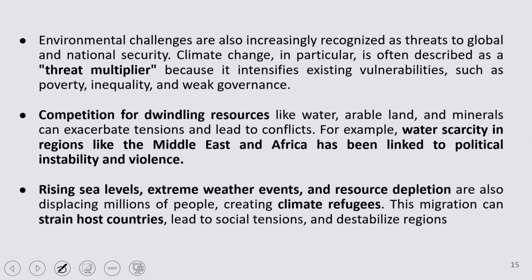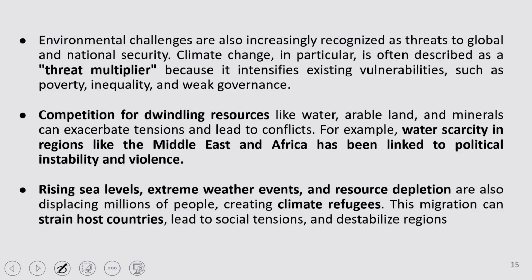Now here we can see that these environmental challenges are basically recognized as threats to global and national security as well. Climate change in particular is often described as a threat multiplier because it intensifies existing vulnerabilities such as poverty, inequality, and weak governance. So before moving forward, quickly here we will see what this threat multiplier is.